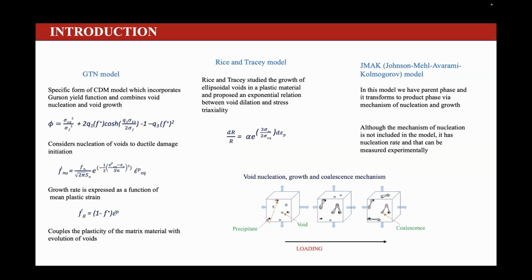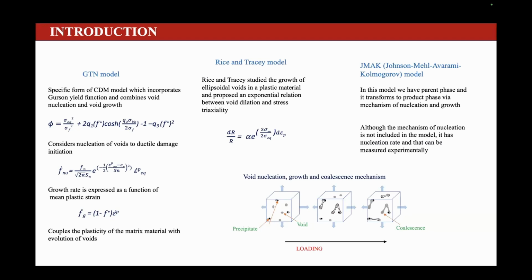So we are very well familiar with the GTN model and the Rice and Tracy model. I'll not go into it. There's another model, which is the JMAK model, also known as Avrami's model, which is not used in damage mechanics, but is a model for phase transformation, solid to solid phase transformation from, let's say, alpha phase to beta phase. So I'll be using the Rice and Tracy model and the GTN model, the growth rate from Rice and Tracy model and nucleation from GTN model, and I'll incorporate it into Avrami's model. That's how I have formulated a new model.